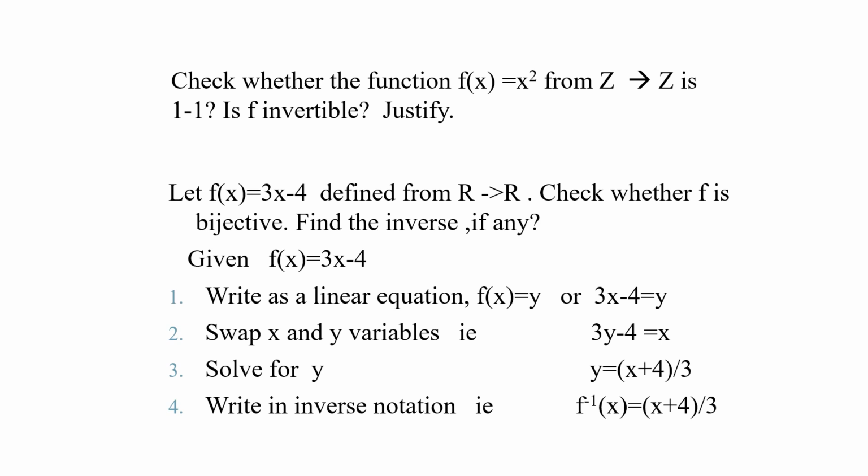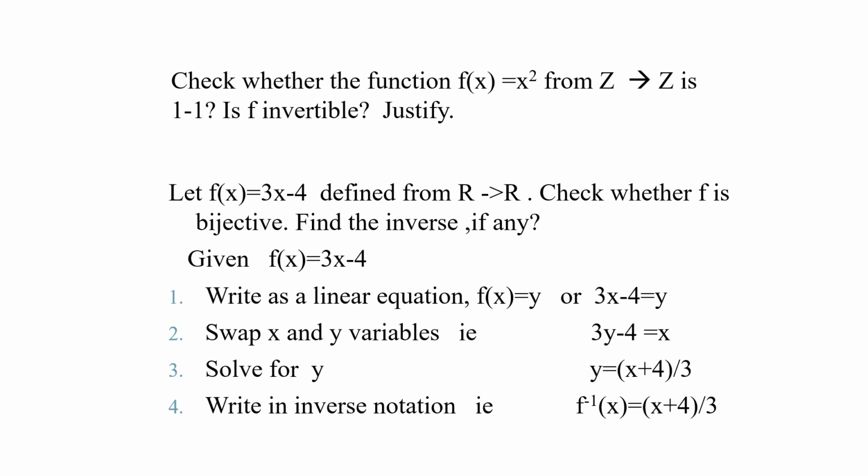In the last class we have learned how to check whether a function is one-to-one and onto. And if it is one-to-one and onto, it will be bijective. You can prove that it is bijective. For a bijective function, inverse exists. Now we can see how to find inverse. You have to follow 4 different steps to find inverse of a function. It is given that f of x equal to 3x minus 4.